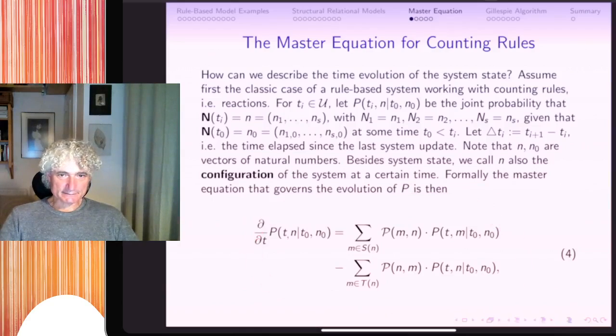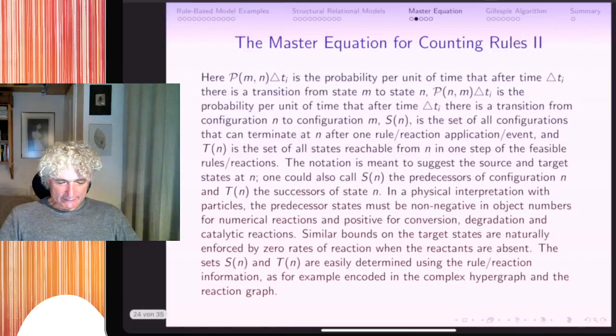Let's go through this. This is the joint probability that at time t you see the configuration n. Now we will have to introduce this transition probability p of mn. This will be the probability that you jump with one event from a configuration n into a configuration m. And the m here will be the so-called successor state. Let's go to this page for a moment.